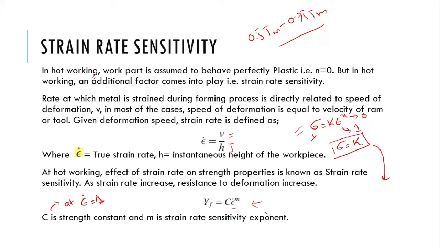C is known as the strength constant, and here m is the strain rate sensitivity exponent. So what is the physical significance of this m? It tells us how sensitive the material is to the strain rate. At higher temperature the value of m increases, which means that at higher temperature materials are generally more sensitive to strain rate, whereas at room temperature m equals 0.